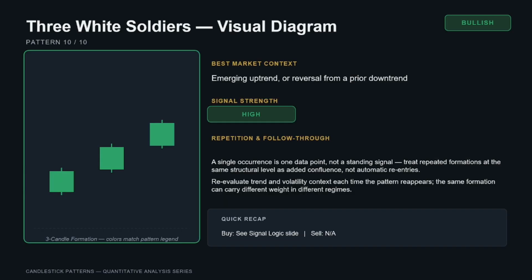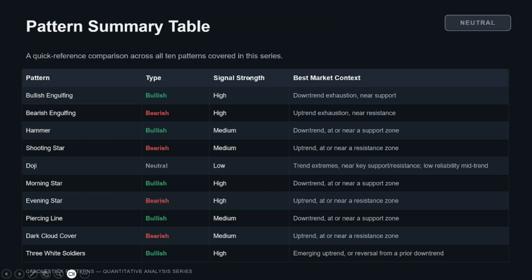Defining the pattern is only step 1. Before acting, apply these 6 validation principles across all 10 patterns. 1. Trend context. Reversal patterns carry weight at trend extremes, not mid-range. 2. Confirmation candle. Always require follow-through in signal direction before entry. 3. Volume participation. Increased volume on the signal candle adds confidence. 4. Structural levels. Patterns at pre-identified support or resistance zones matter more than those in open space.